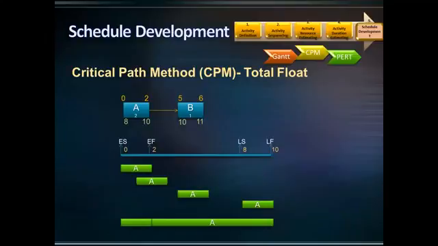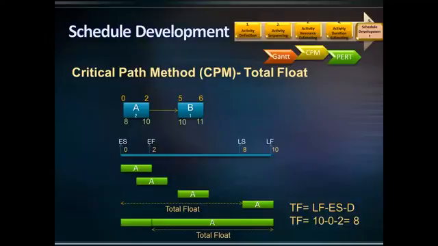If activity A starts later than 8 days or lengthens more than 8 days, it will be completed later than day 10. This will impact the succeeding activities and consequently the project's completion date. So, the maximum available time for activity A to float without impacting the completion date is 8 days. To convert this observation to a formula, total float is late finish minus early start minus the duration.